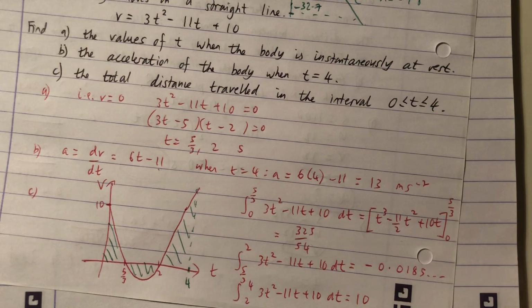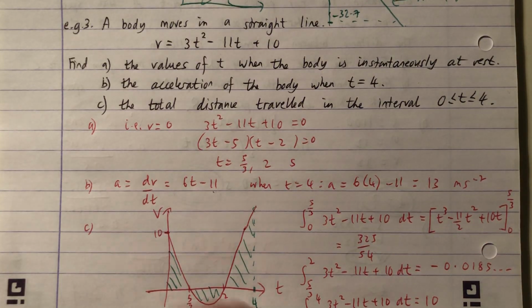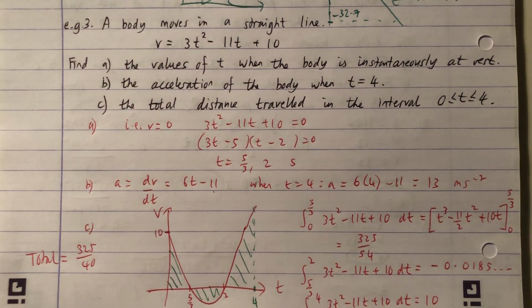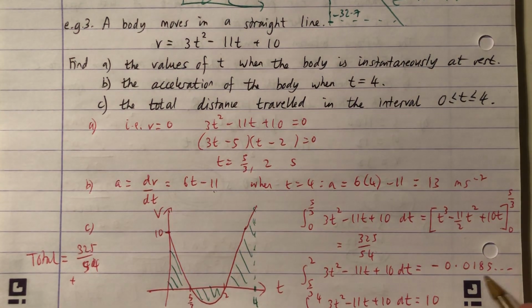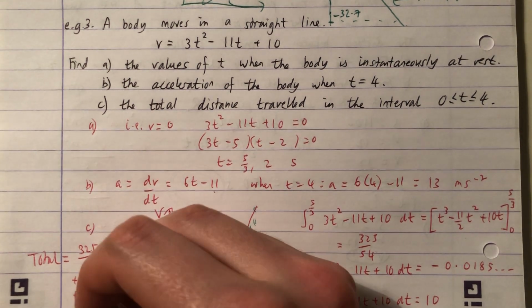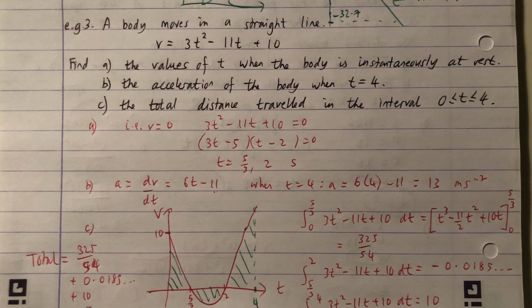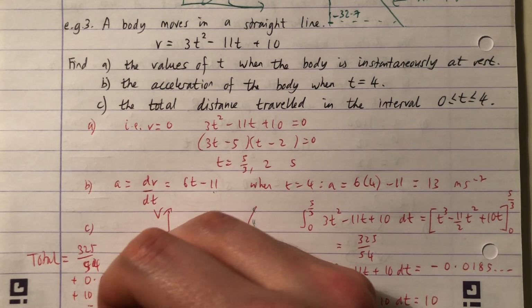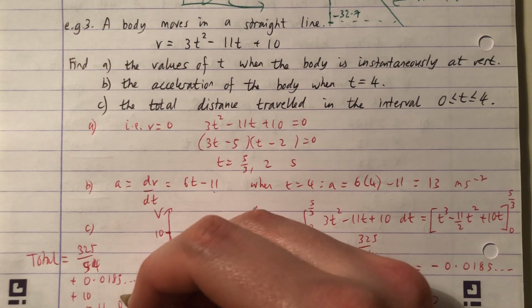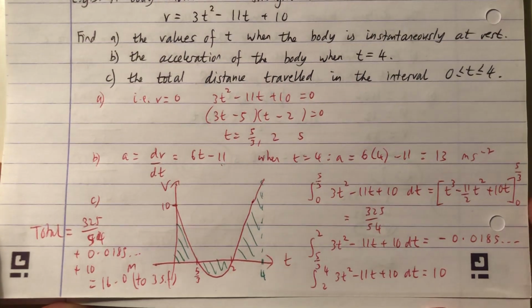but you'd have to make sure you choose the positive number for that and round to 3 SF. So the total would be the fraction plus this made positive plus the 10 to give you 16.0 to 3 SF, and that is measured in meters, and that would be it.